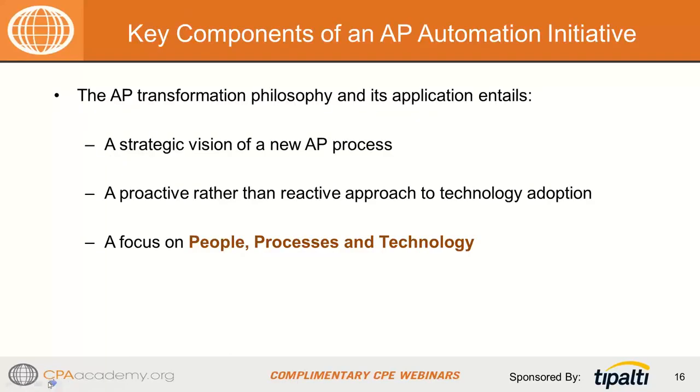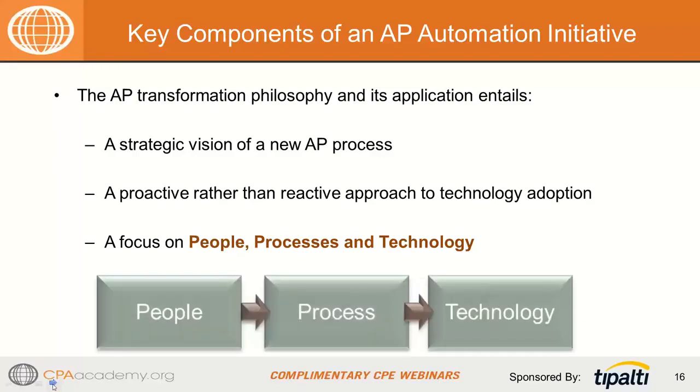If we take a look at the key components of an automation initiative, it's a transformation philosophy, and it actually entails a new strategic vision of a brand new AP process. It should be a proactive rather than a reactive approach to adopting the technology. And it's a focus on people, process, and technology. We'll come back to that key point as we go through the remainder of the slides.